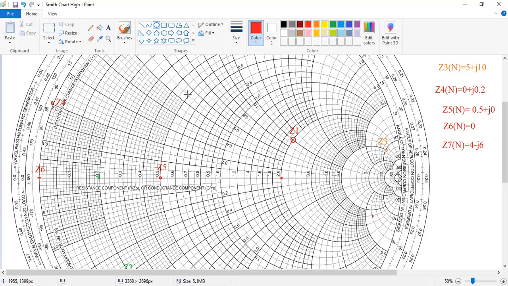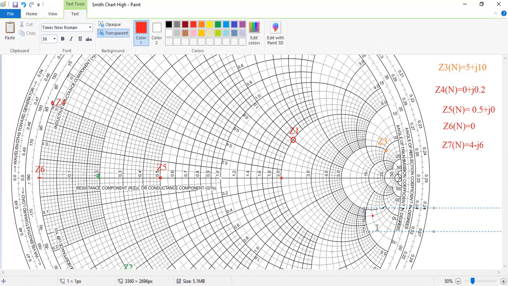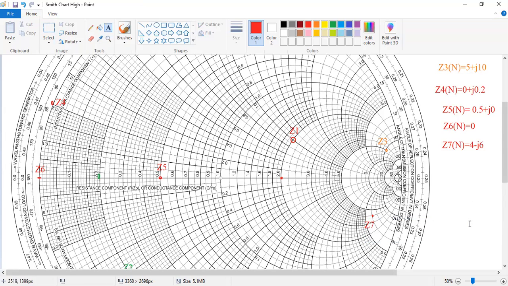And this will be Z7 here. So this is your Z7. Is it okay? Or is there anything else you want to plot? Okay, sir. Understood. Okay.